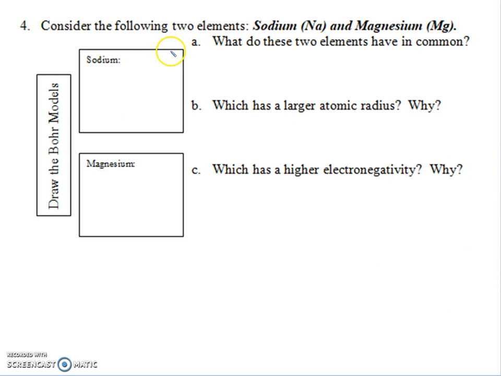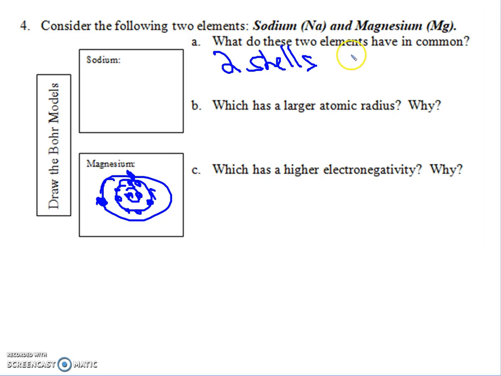Alright, let's do this last one. So sodium I already did, and then magnesium, I think you get the idea of these Bohr models. But I'll do magnesium again. But it has 2 valence electrons. So what do they have in common? They both have 2 shells. They're also both metals, so you can talk about malleable, conductive, etc.